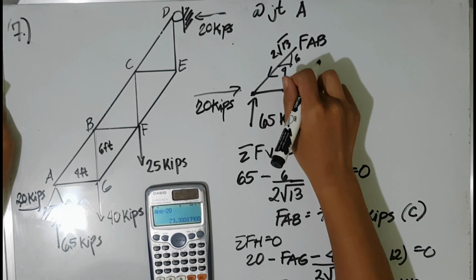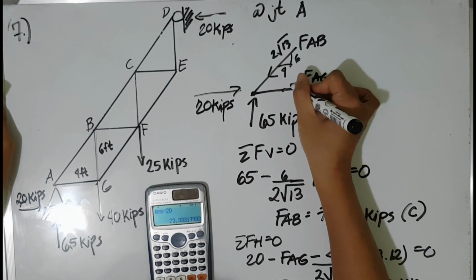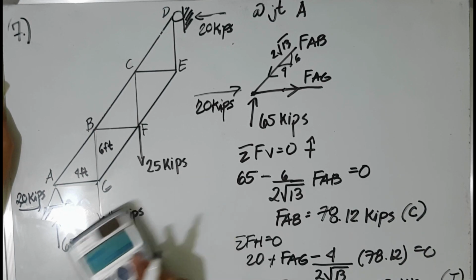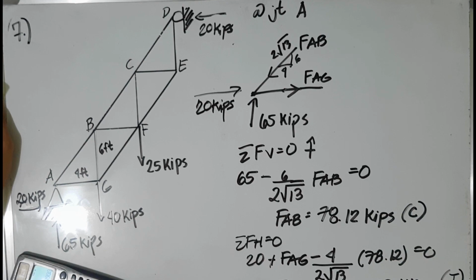Our assumed direction is wrong. So we will change the direction. It must be in tension. So we just change the orientation because FAG is negative 23.33.